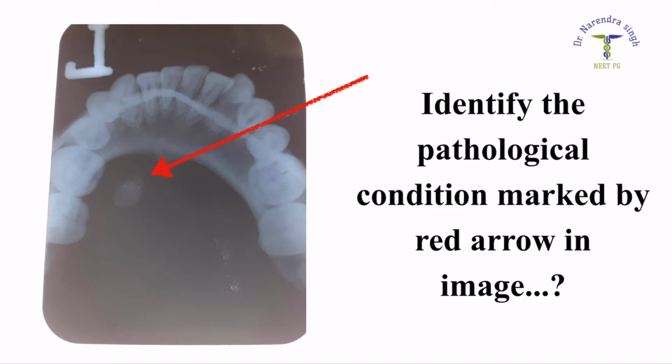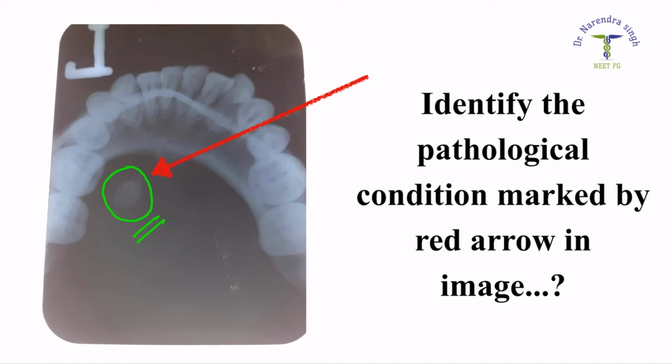So we went for the most basic investigation for our suspected case, and we found that there was a homogeneous radio-opaque opacity on the floor of the mouth on the left side. Now I think you all can appreciate this. There is a homogeneous radio opacity in the floor of the mouth on the left side.